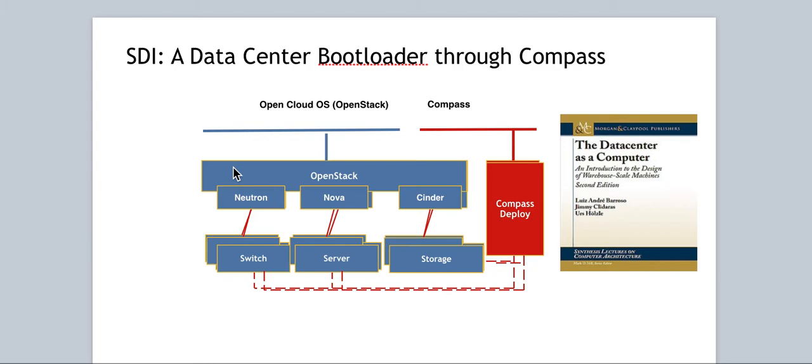What Compass does is try to be the bootloader for your data center. Imagine if you have a PC, you need a bootloader to load your operating system from a coding image or from an ISO file. Compass allows you to do similar things at a larger scale. So you have a blueprint of your networking, computing, and overall infrastructure, and we automate that for you.